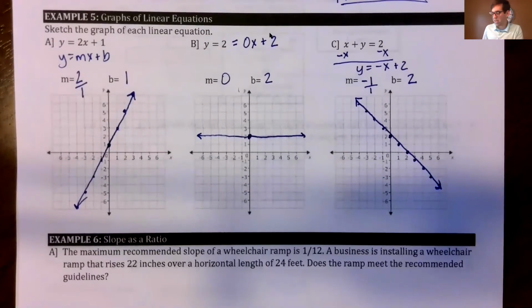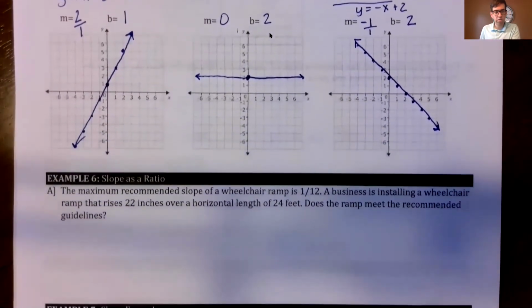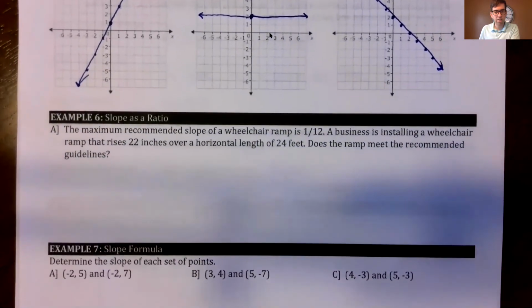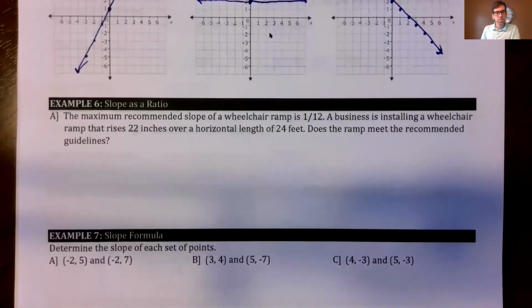Okay, example 6, slope as a ratio. The maximum recommended slope of a wheelchair ramp is 1 to 12. So a rise of 1, a run of 12. A business is installing a wheelchair ramp that rise is 22 inches over a horizontal length of 24 feet. Does the ramp meet the recommended guidelines?